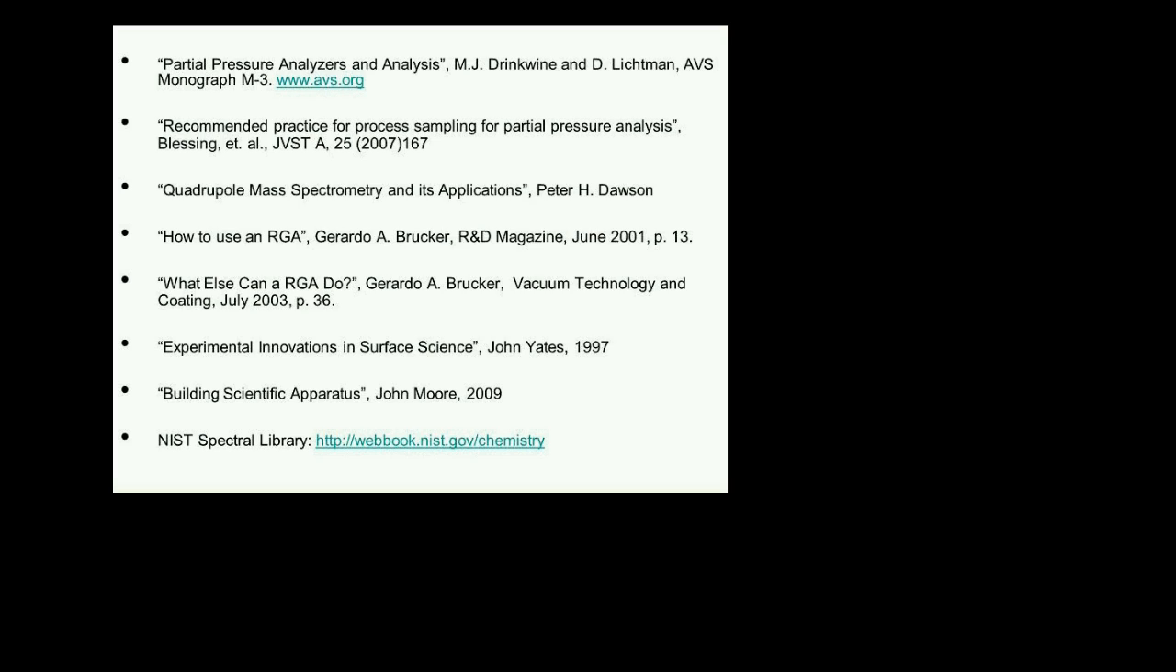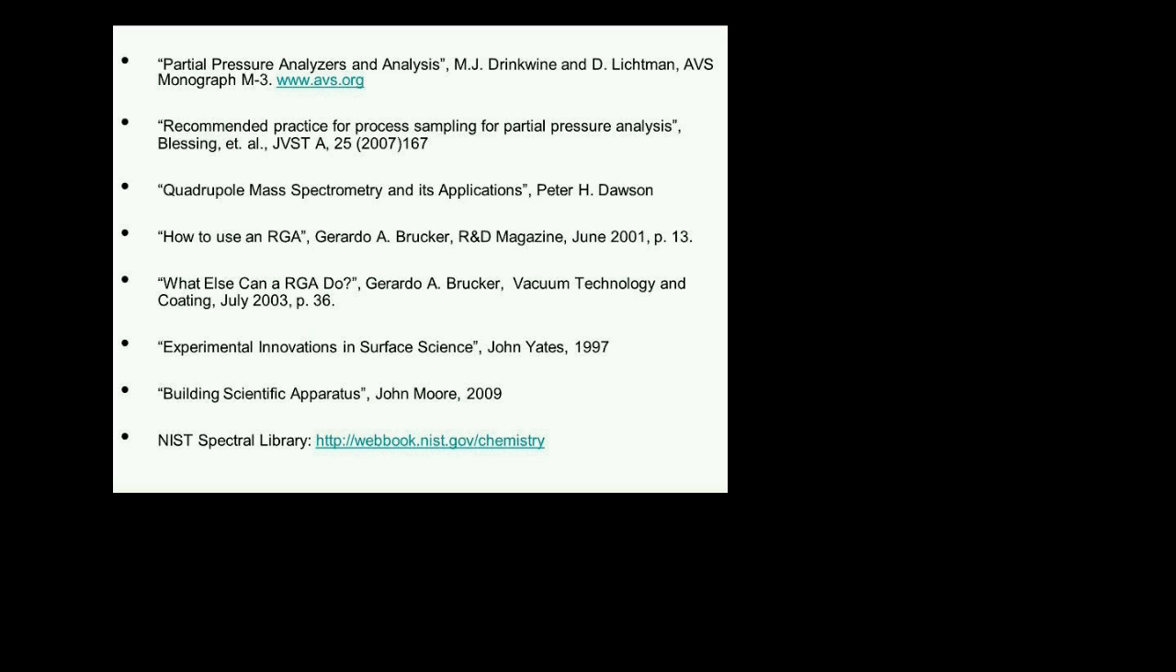I also highly recommend a book, particularly if you're doing ultra-high vacuum, by John Yates, Experimental Innovations in Surface Science, where not only does he talk a lot about gas analysis and how to do surface science analysis, but also a lot of tricks for ultra-high vacuum. The most common book that I use in my lab is always Building Scientific Apparatus by John Moore. There is a new edition that just came out for that book.